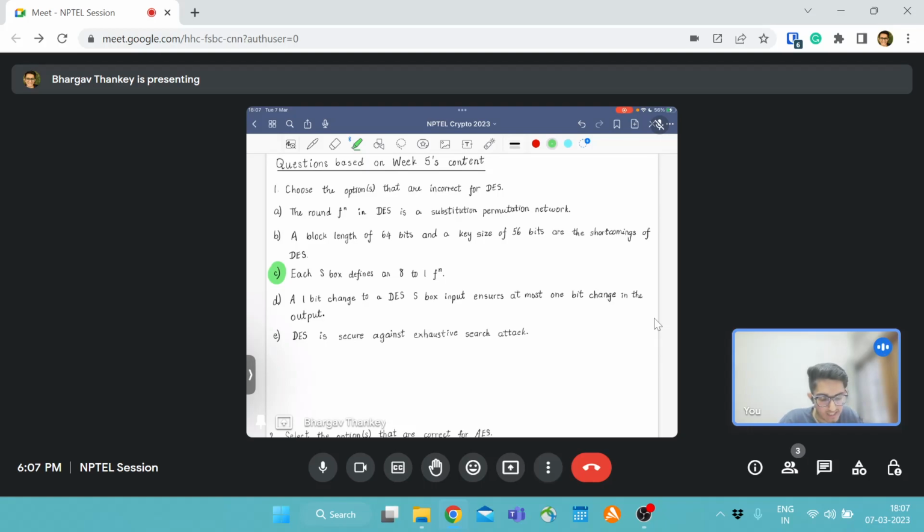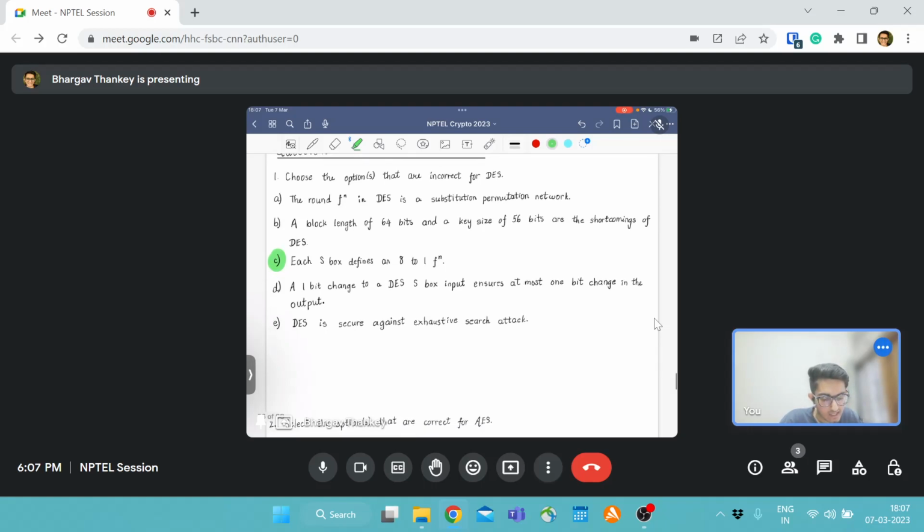Option D is a 1-bit change to a DES S box input ensures at most 1-bit change in the output. This is incorrect because the S boxes of DES are designed in such a way that we get avalanche effect. That is, the S boxes of DES are designed in such a way that when you change 1 bit of input of the DES S box, it changes at least 2 bits of the output. So option D is also incorrect.